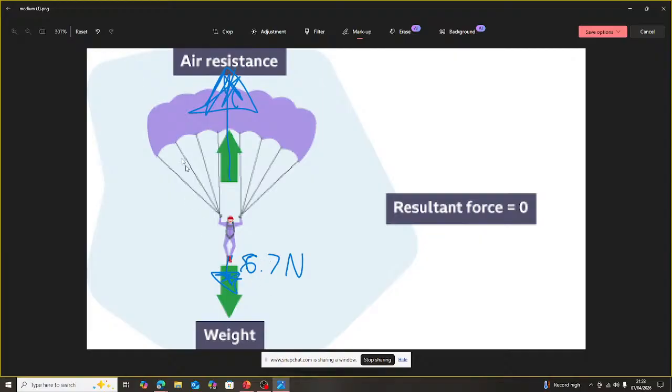Put 30. No, because it's less. No, it's not. Why would the weight change? The weight's not changing. The air resistance is just increasing. So this is 30, and then air resistance is like, oh, we can actually do it.